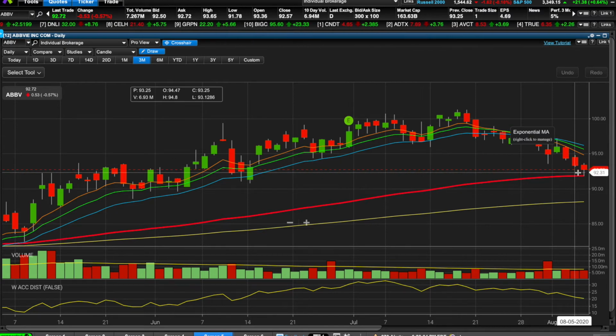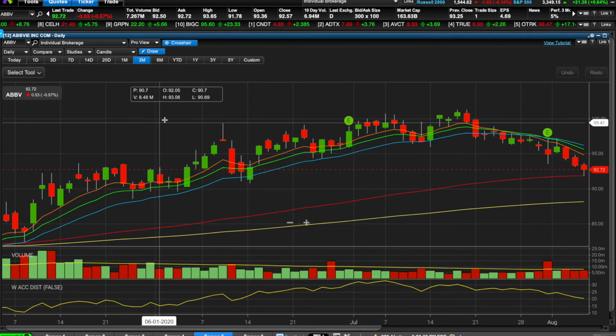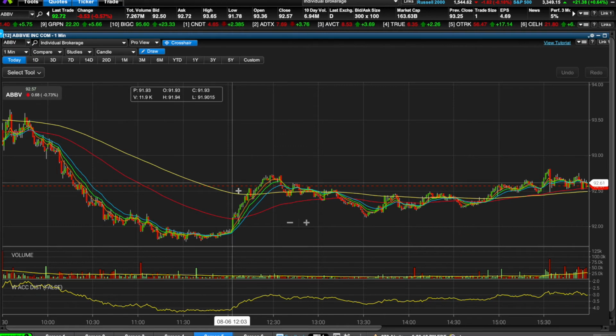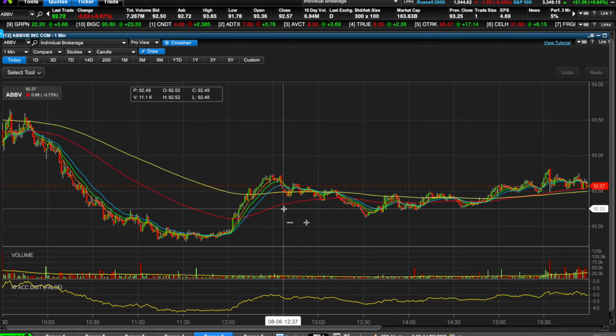And it dropped a little bit more today, and it started to flatten out this afternoon, and I decided to get out around lunchtime. I was afraid it might turn around on me, and I wanted to at least take a gain on this trade.